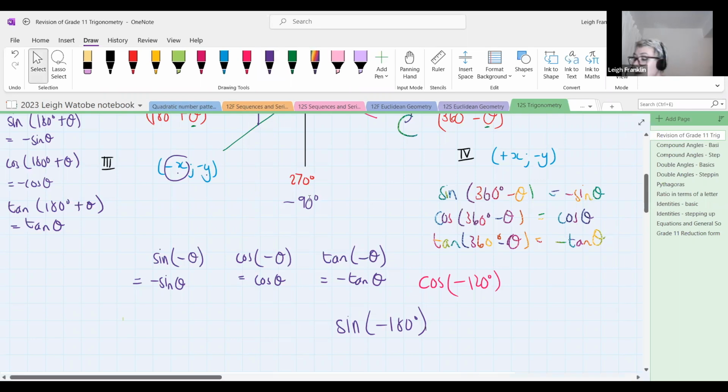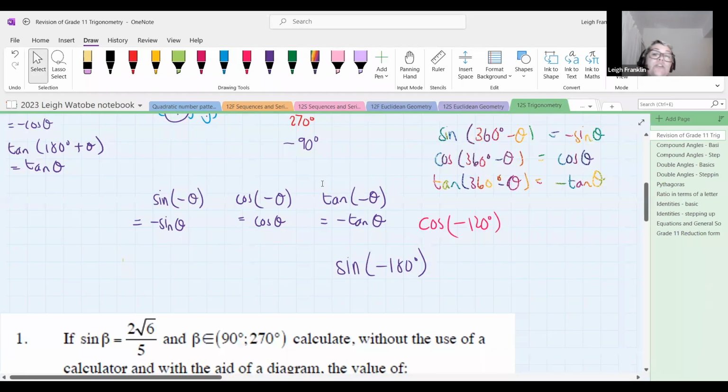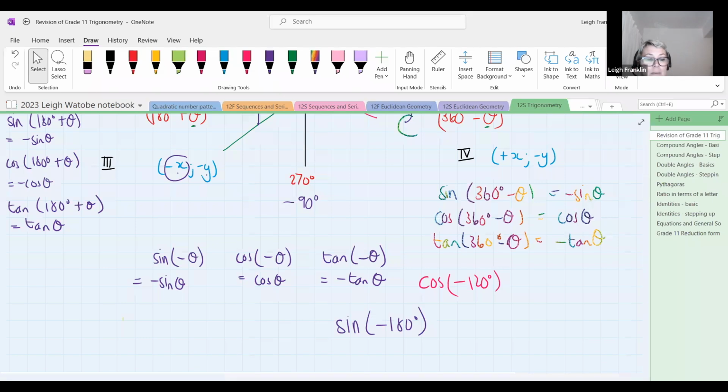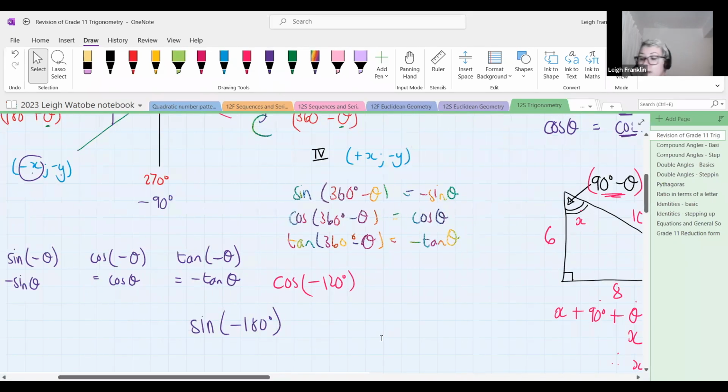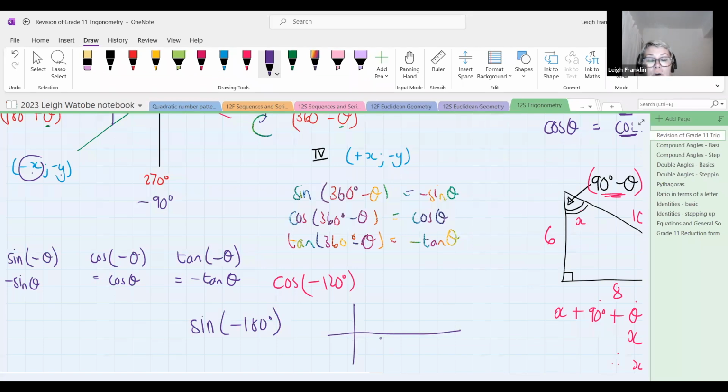Teachers can't possibly teach the graphs at the same time as they teach everything else, because it would be way too confusing for students. But just think about your sine function. If you recall from grade 10 and grade 11, this is what your sine function does. You had a maximum of 1 at 90 degrees. Sine 180 is going to end up being 0.